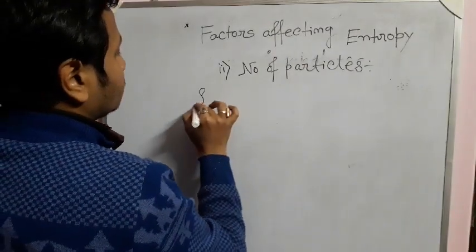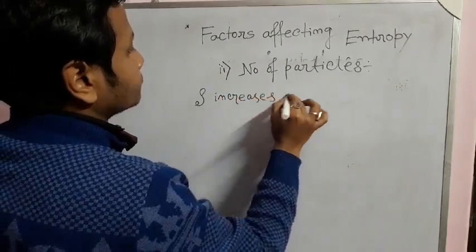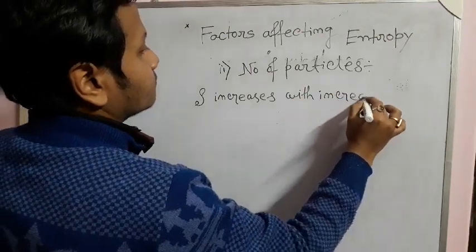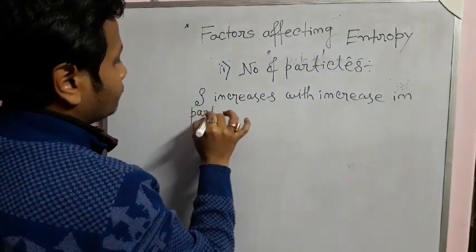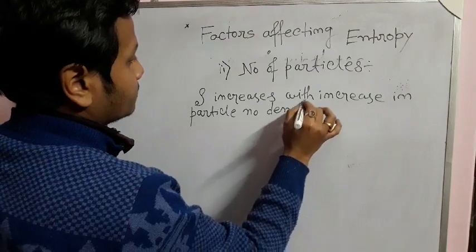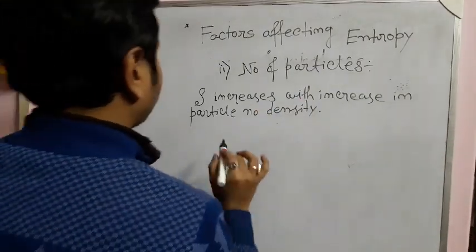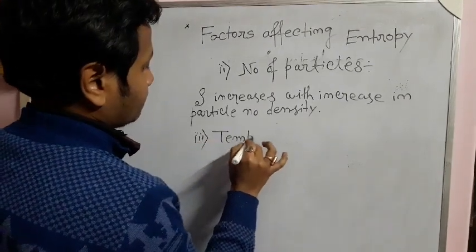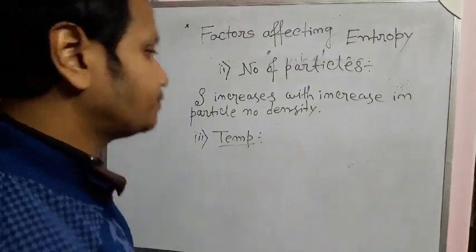So entropy increases with increase in particle number density. So this is the second thing. Now another thing, how temperature can affect the entropy. Let's check. The third thing is how temperature affects the entropy.